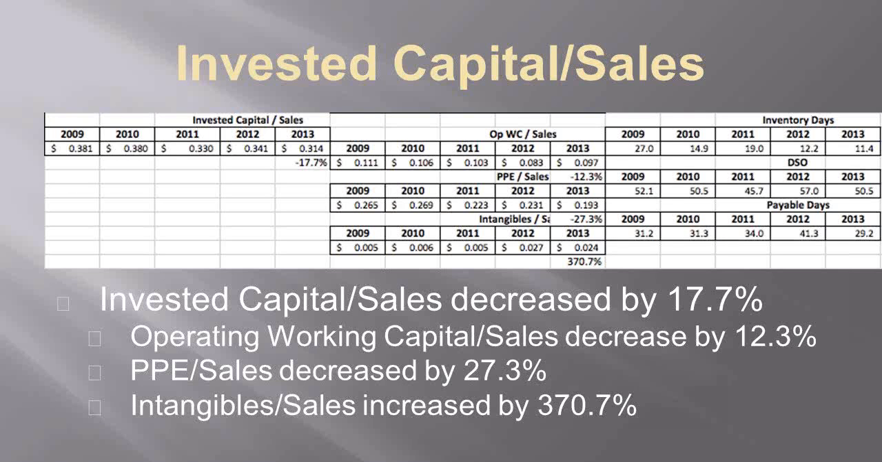Next, we'll look at invested capital over sales, which decreased from 0.381 in 2009 to 0.314 in 2013, which is a good sign for them. And that's mainly because the operating working capital over sales and the PP&E over sales decreased by 12.3% and 27.3% respectively. However, their intangibles over sales increased by 370% from 0.005 in 2009 to 0.024 in 2013.